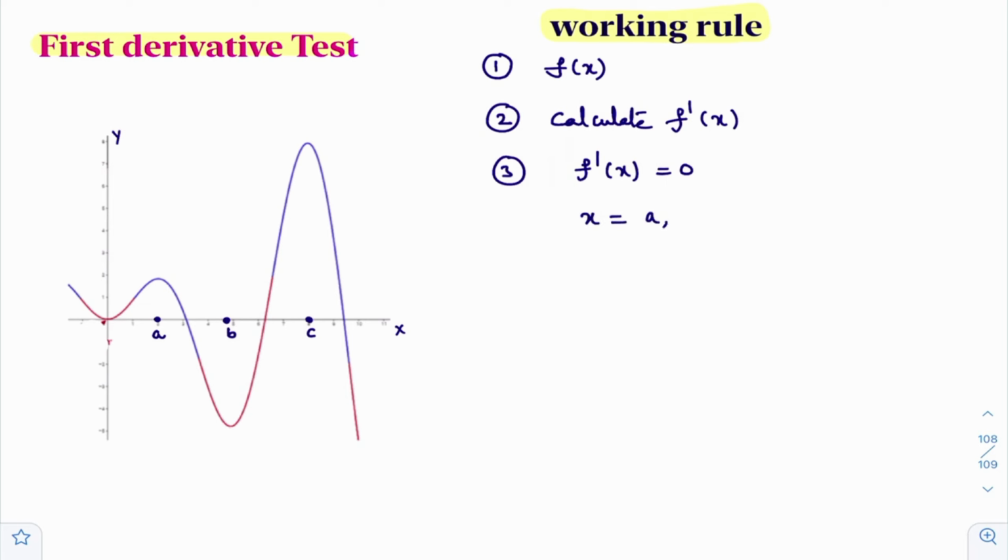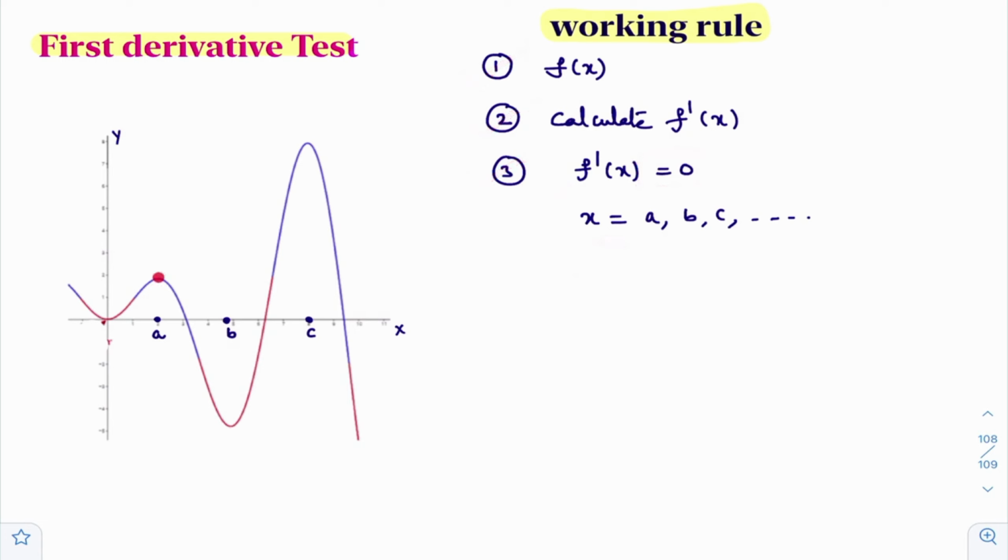For example, I'll take the x values as a, b, c, something like that. You will get one or more than one value. So the first thing is, for whichever function you want to find the maximum and minimum values, you choose that function as f of x. After that, you differentiate that function and you will get f dash of x. After calculating f dash of x, you equate that to 0 and solve this equation, then you will get x values.